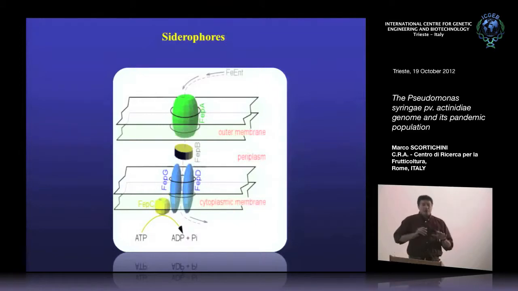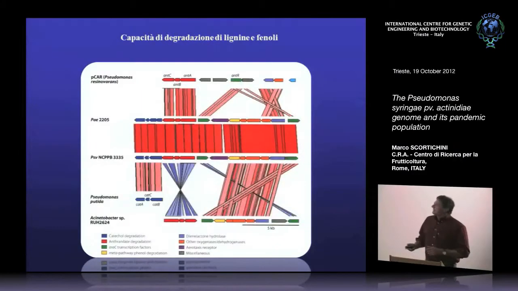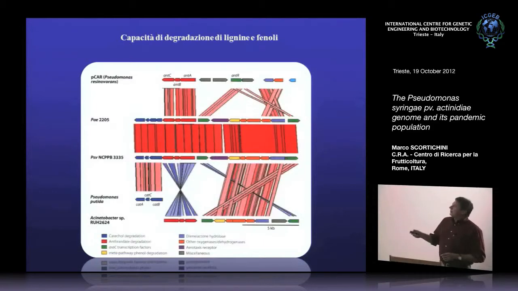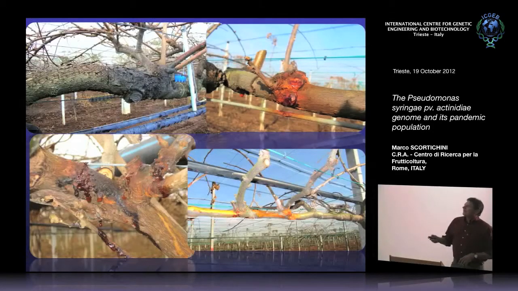So if we know the genome of a strain, we know the strong points and the weak points, and we can apply, as in this case, a basic strategy to overcome these strong points. This is the capacity of this bacterium to degrade lignin and phenols. We already see these are some very nasty syndromes.